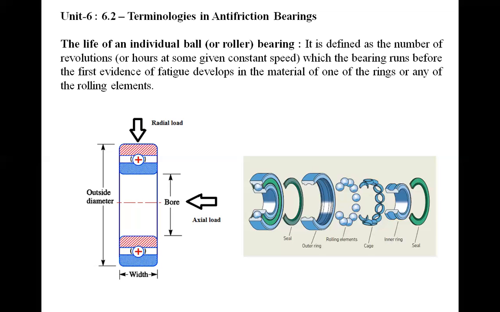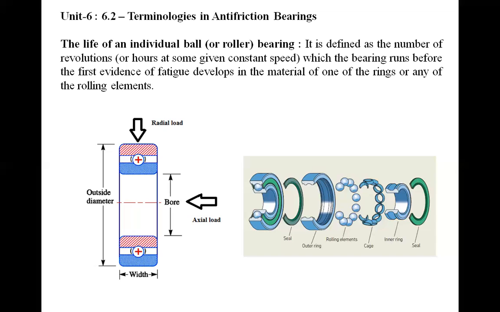How many revolutions an individual bearing completes in a particular life is important. So the life of an individual bearing is defined here. It is the number of revolutions which the bearing runs before the first evidence of fatigue develops in the material of the ring or any of the rolling elements.